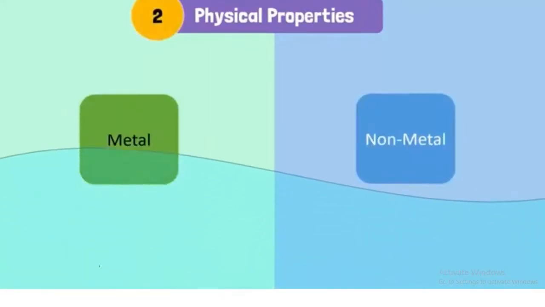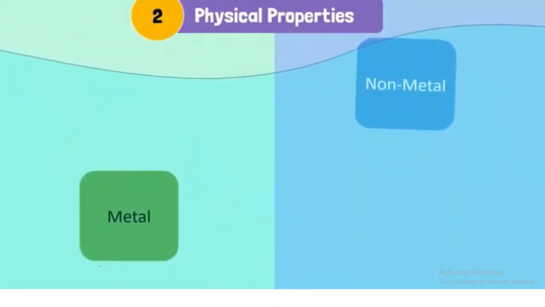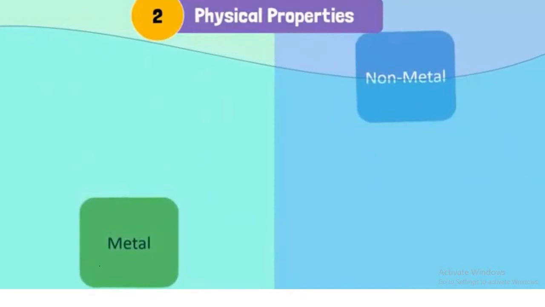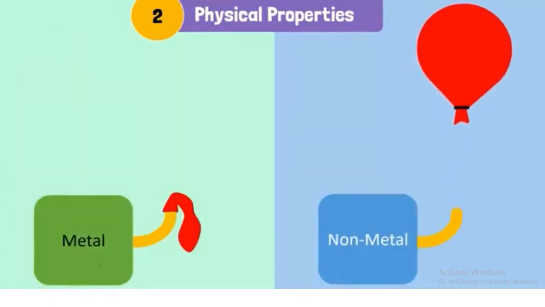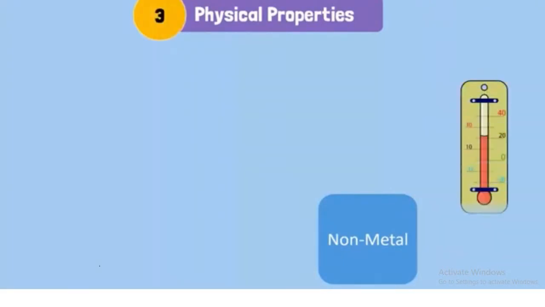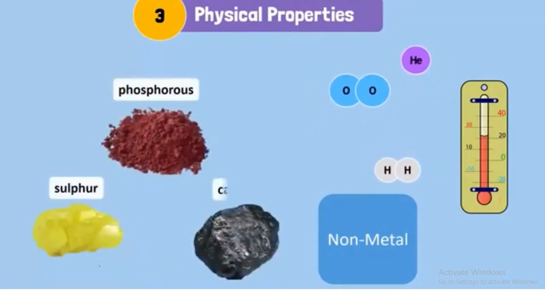Another difference is that metals don't float in water generally, but non-metals do. This is because most metals are heavier than water, while most non-metals are lighter. This is why we fill balloons with non-metals rather than metals. Also because most non-metals are gases at room temperature, like helium, hydrogen, oxygen. Few non-metals are solids, like sulfur, phosphorus, and carbon.